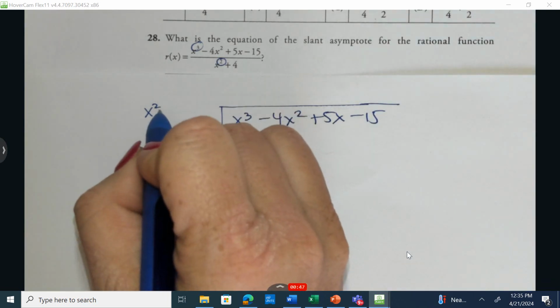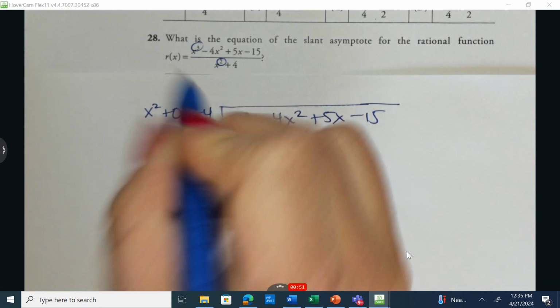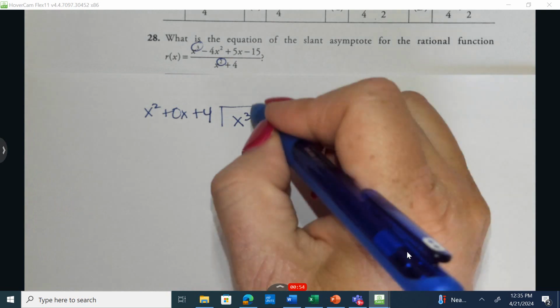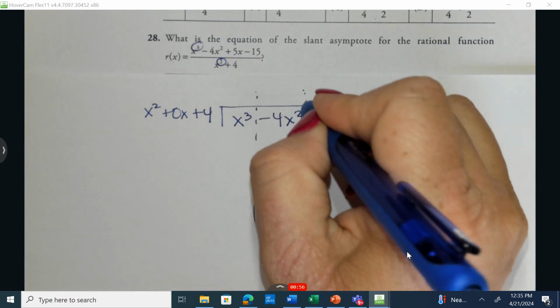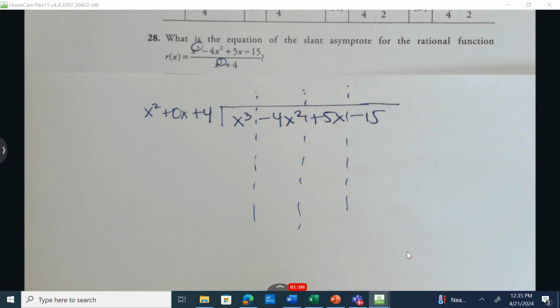So to the second, there's nothing listed to the first. I need to put 0x plus 4. So all placeholders must be in place. Okay, I'm going to make my dotted lines. It's a little more obvious to you. And now I'm going to get started.